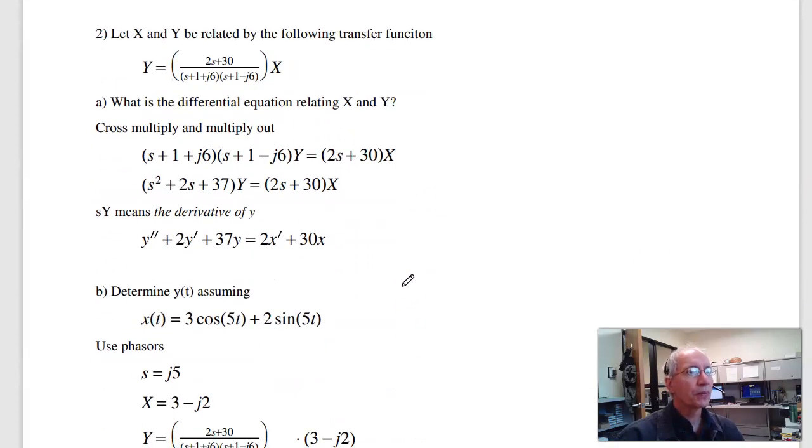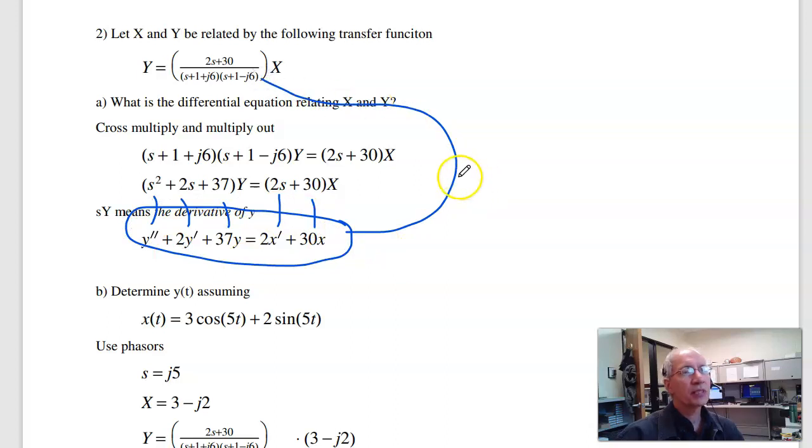Problem 2. If I have a transfer function with complex poles, not a whole lot changes. Take the transfer function, cross multiply out. s means derivative, so there's the second derivative, first derivative, and y. First derivative of x and x. There's the differential equation that relates x and y. Same as that, just another way of writing it.